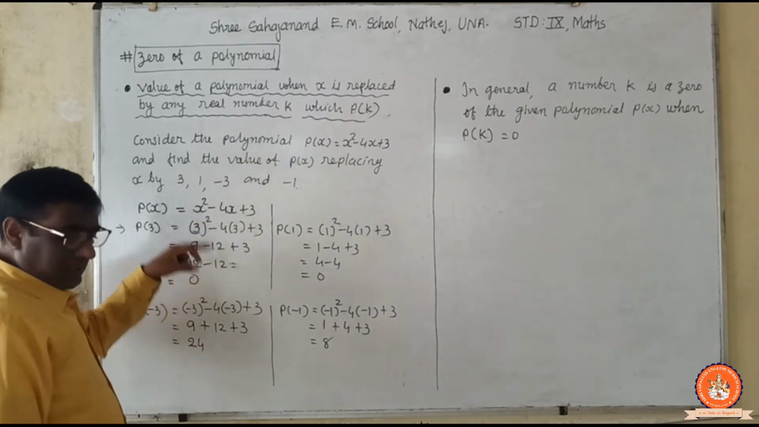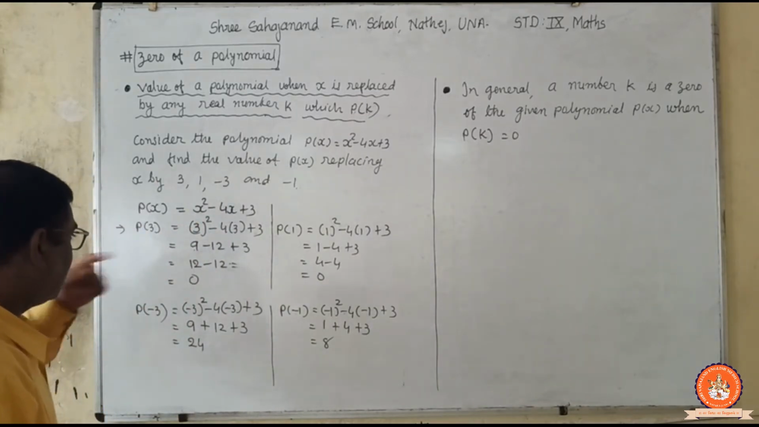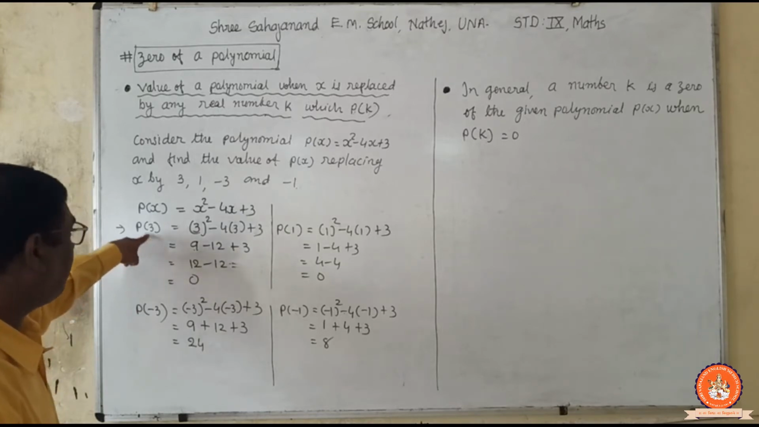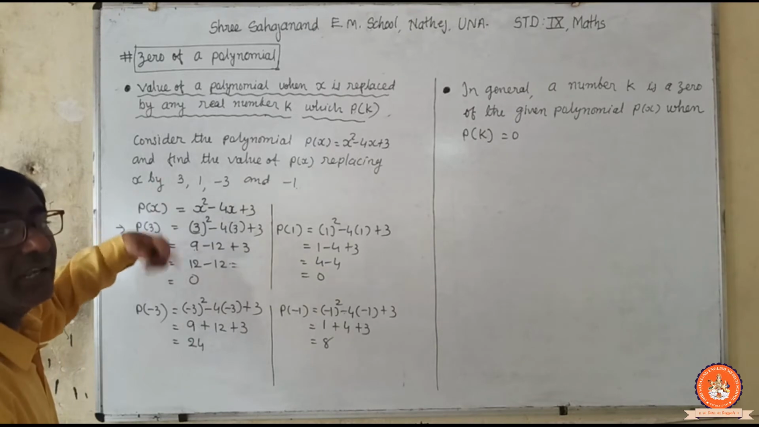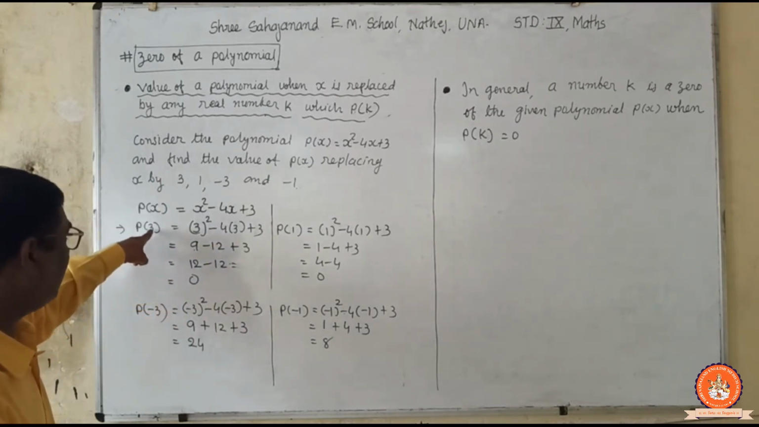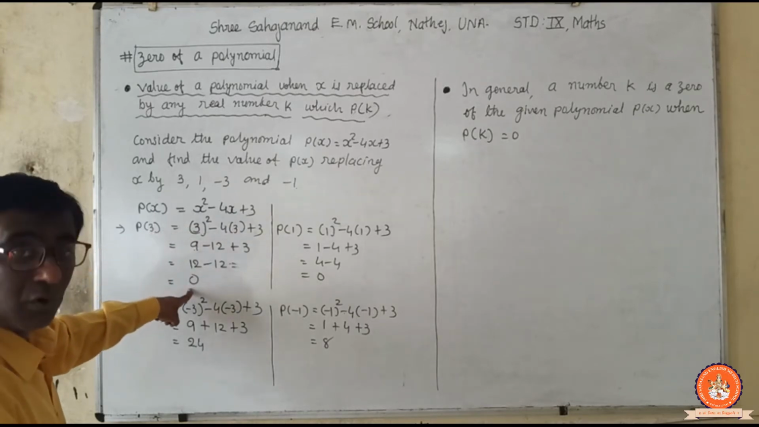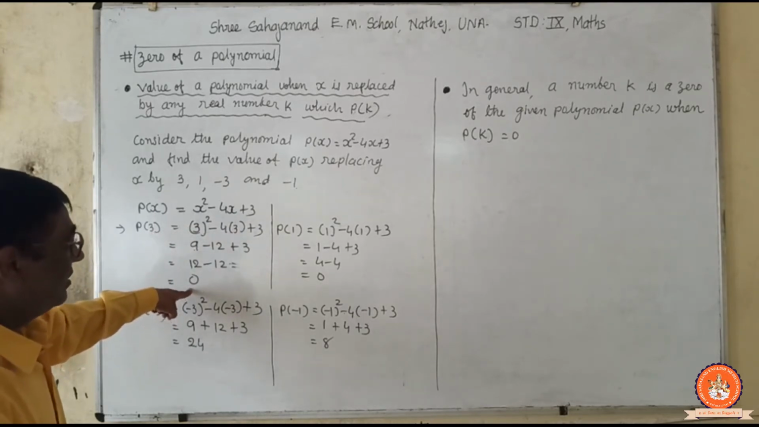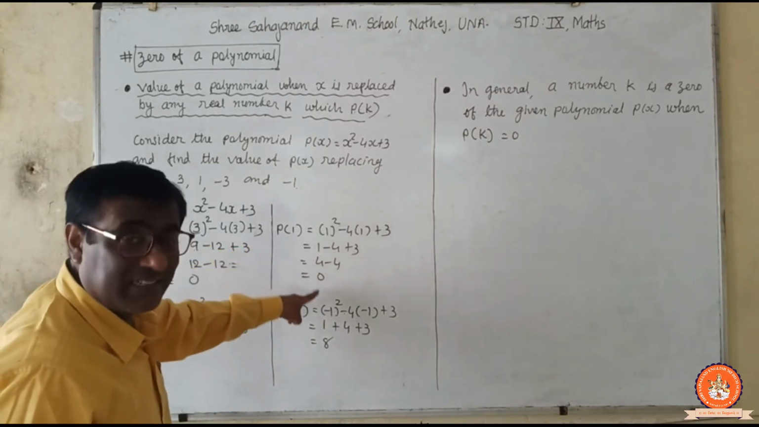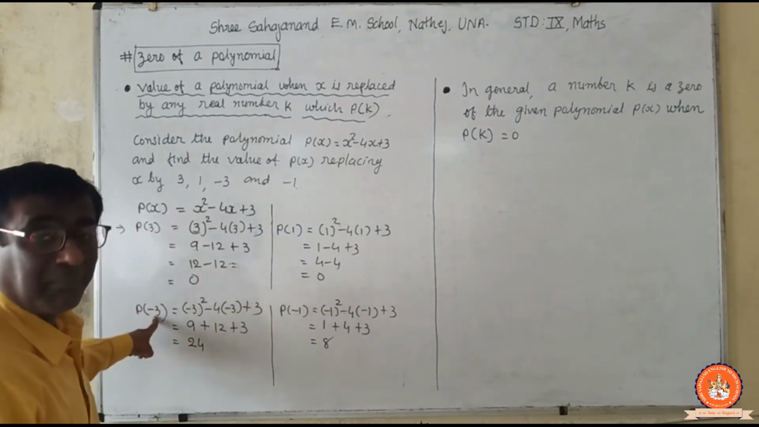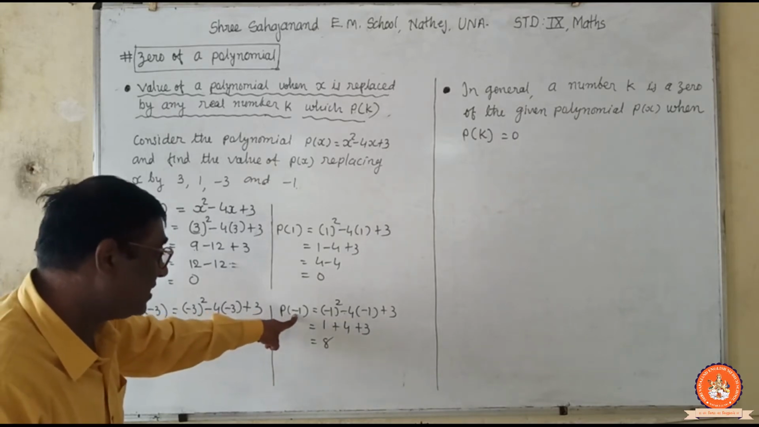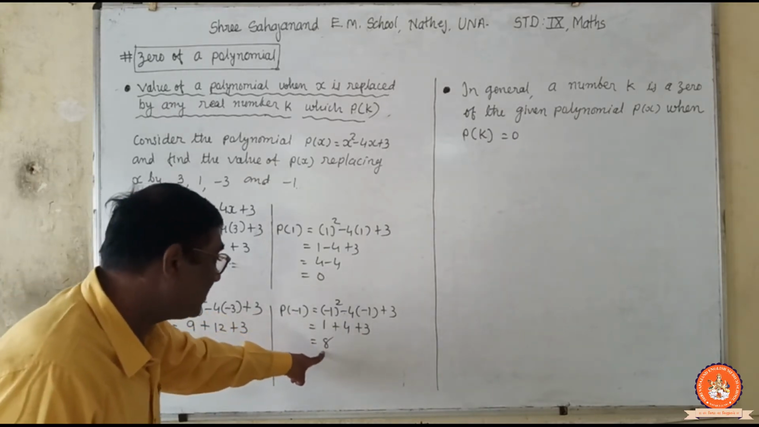Okay. Now read this. This is for the value of x and the given value of polynomial p of x at the given value of x. This is the value of the polynomial. By putting the value of x as 3, the value of the polynomial is 0. Okay, when x is replaced by 1, the value of polynomial is 0. When x is replaced by minus 3, the value of polynomial is 24. And when x is replaced by minus 1, the value of polynomial is 8.